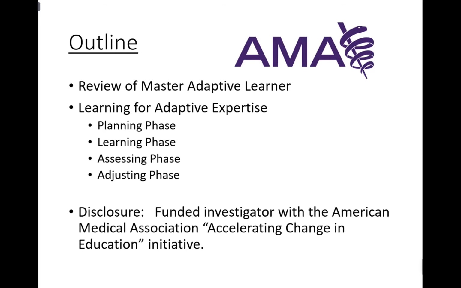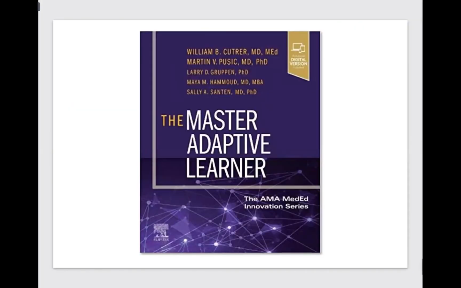Then we're going to concentrate on learning for adaptive expertise, the first couple of phases within the model. Over the next three sessions, we'll go through the whole model: the planning, learning, assessing, and adjusting phases. But today's session is specifically about learning, and then we're going to touch on planning. All of this is detailed in the American Medical Association's book on the Master Adaptive Learner, which represents the crystallization of the work of this subgroup within the American Medical Association.